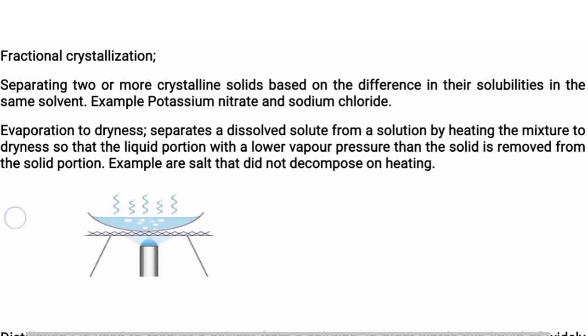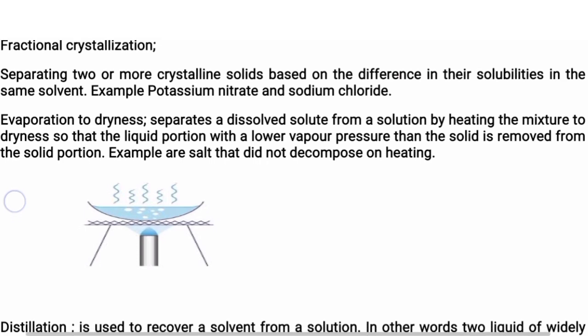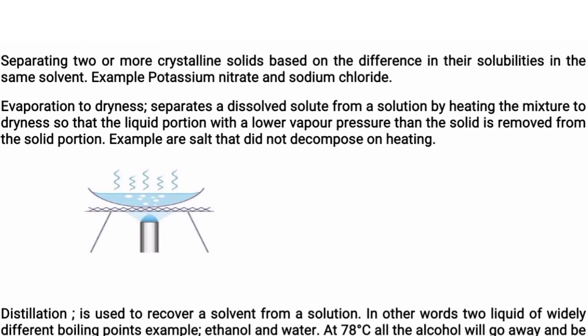Next one is evaporation to dryness. This separates a dissolved solid from a solution by heating the mixture to dryness, so that the liquid portion, with a lower vapor pressure than the solid, is removed from the solid portion. Example is salt. When a water solution of salt is heated to dryness, the salt remains while the water goes away.